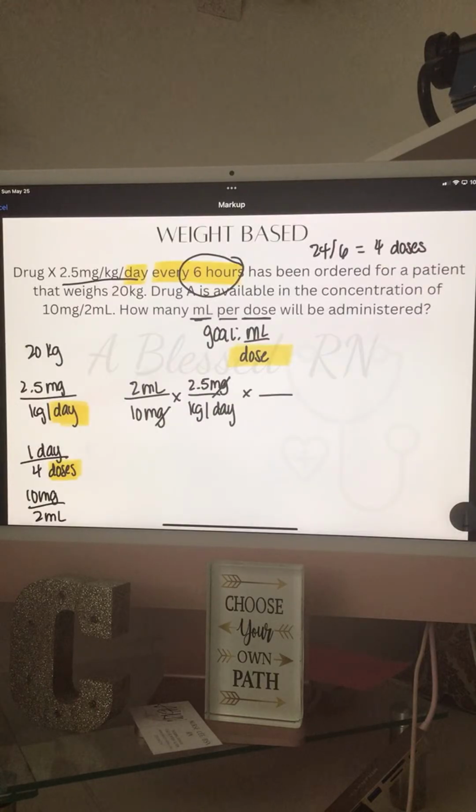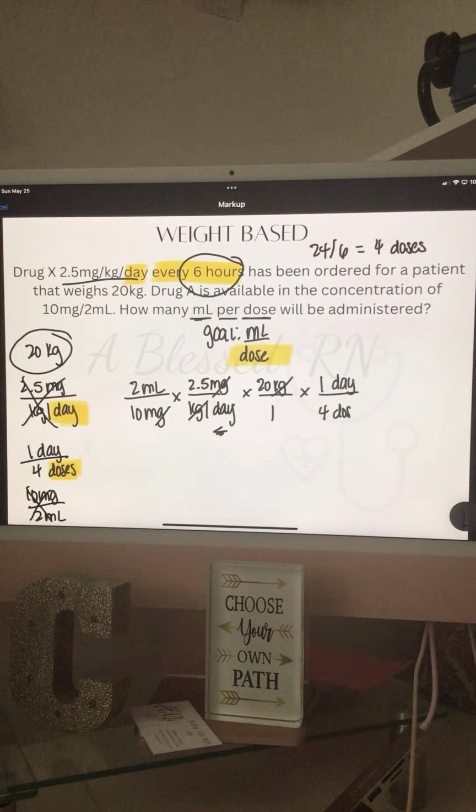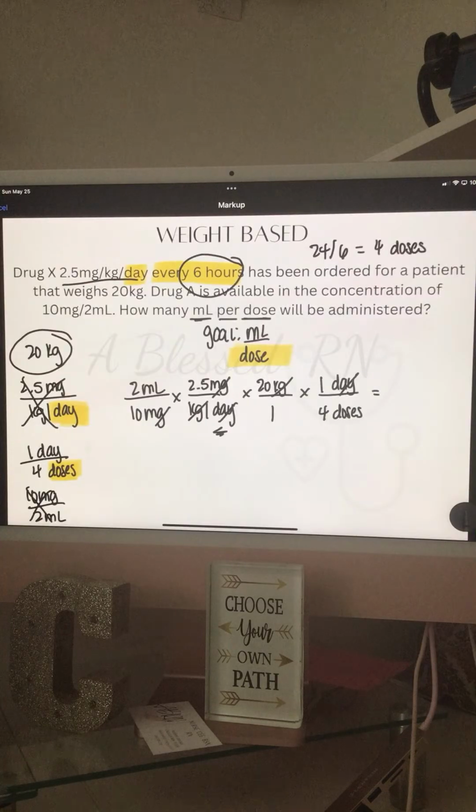So do we have kilograms in our puzzle pieces? Because we use that. We do got kilograms. I like it when they do the converting. That's just one less step that you have to do. Kilograms, and then the last puzzle piece is day. So 1 day, 4 doses. Boom, boom. So we'll do 2.5 times 20 divided by 10 divided by 4.